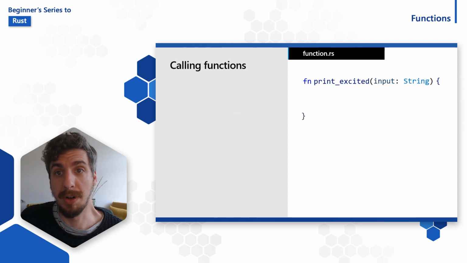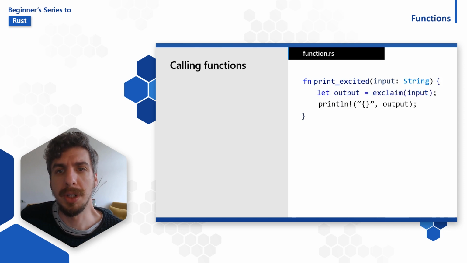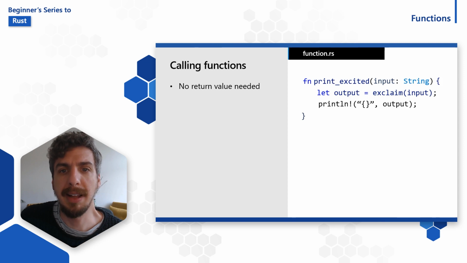Calling a function is very straightforward. Here we'll create a new function, printExcited, which uses our exclaim function in its body. Simply write the name of the function, followed by parentheses and an argument. You'll notice our printExcited function doesn't have a return type since it doesn't return any value. The last line of our function is a call to println, which does not return a value.